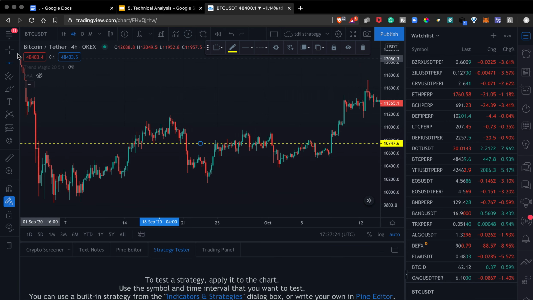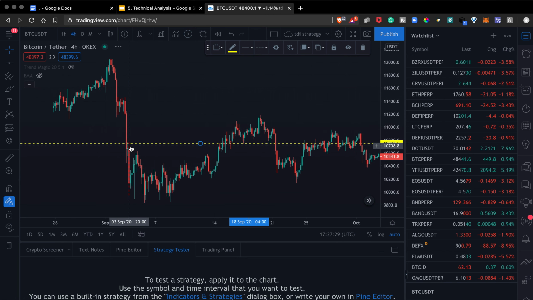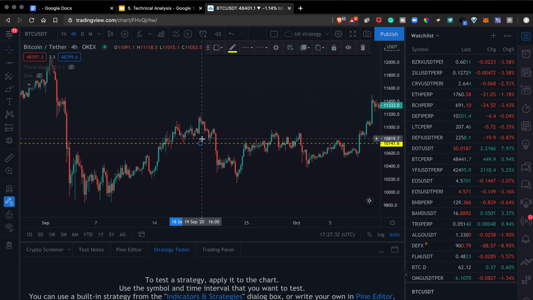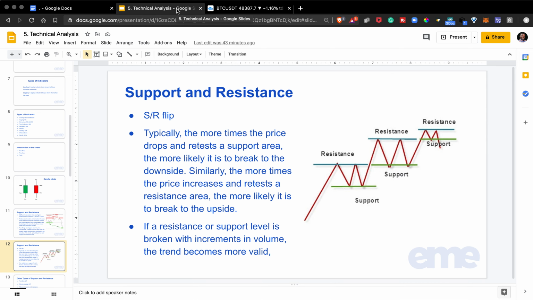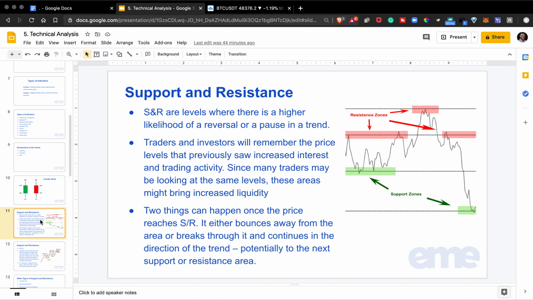So you can see in this place it was forming a resistance, and then it became support, and then it became resistance. And, oh god, you can see it's just really choppy. All right, so that's one tool you can use, your support and resistance. And remember, support and resistance are levels where there's a higher likelihood for the market to react. By react I mean to reverse or to pause a trend, right?